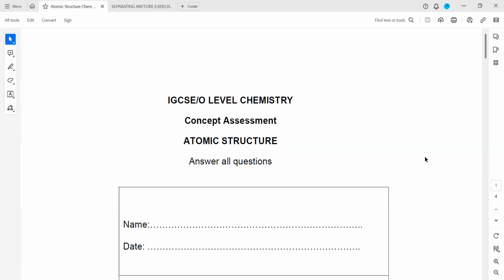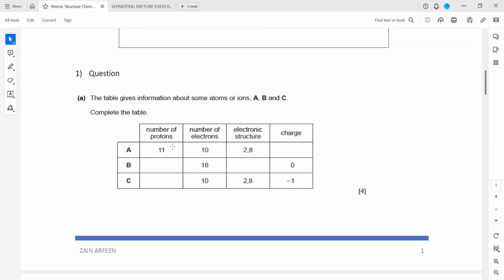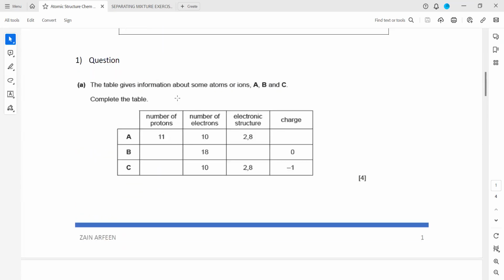So this was a pop quiz which was related to atomic structure of an atom. And question one, the table gives information about some atoms or ions A, B, C. Complete the table. The first one, we have 11 protons and we have 10 electrons. Because we have more protons than electrons, what should be the net charge? The net charge will be 1 plus, or +1.